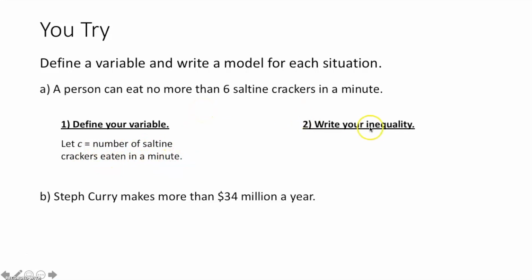Now we're going to write our inequality. It says a person can eat no more than 6 saltine crackers. So the most they could eat would be 6 saltine crackers. If C is the number of saltine crackers you can eat in a minute, then it's no more than, so the greatest it could be would be 6. So C would have to be less than or equal to 6.